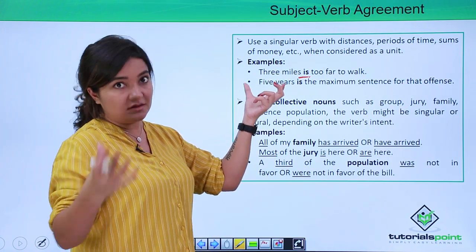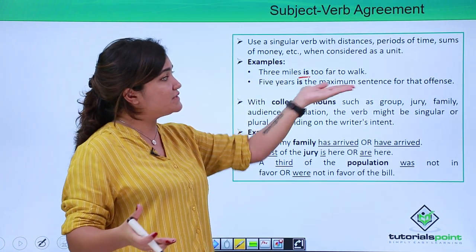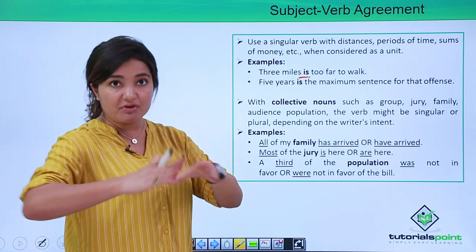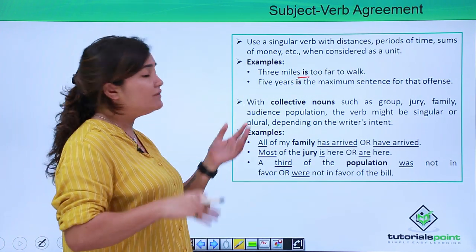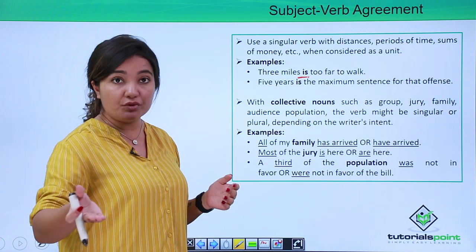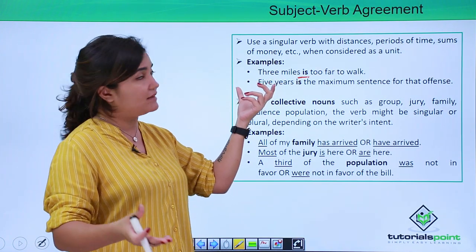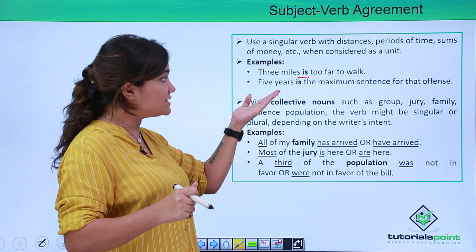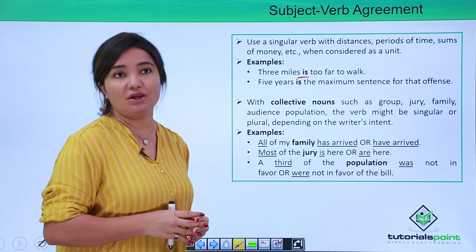Now 5 years is the maximum sentence for that offense. So here again, 5 years, though it's a period of time and sounds like something plural, we've considered 5 years as a single unit and hence it will be followed by a singular verb.